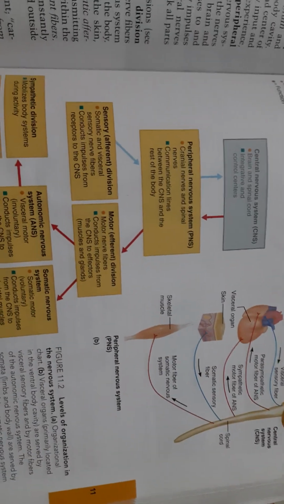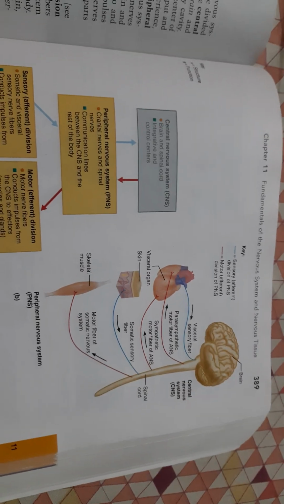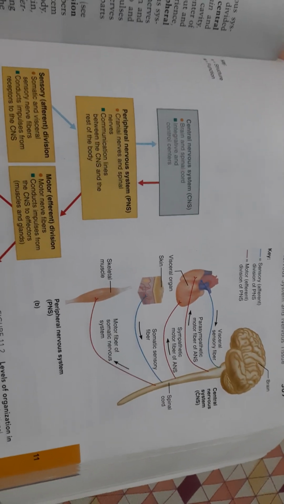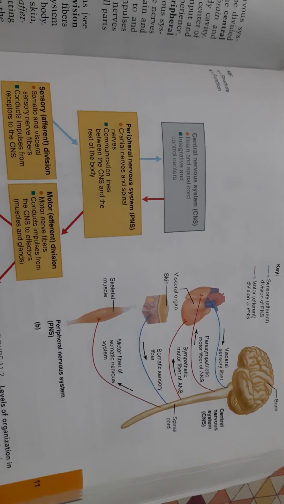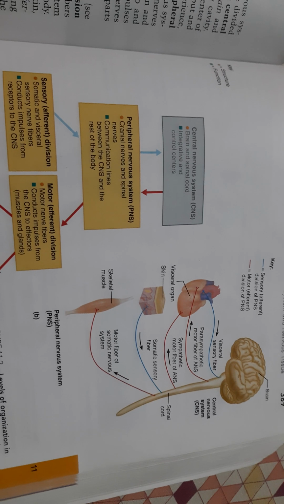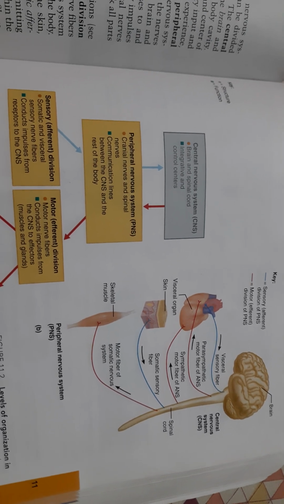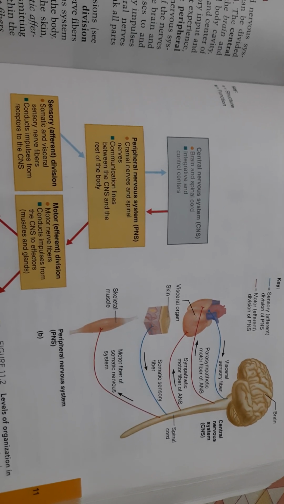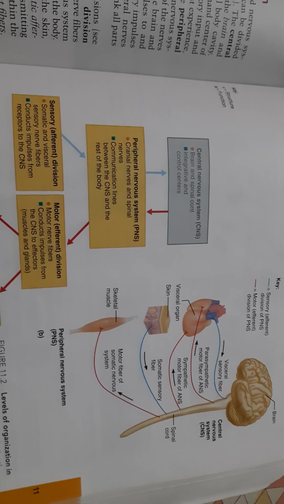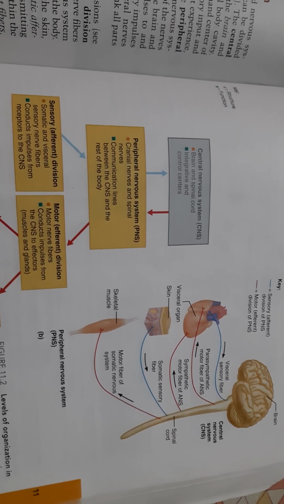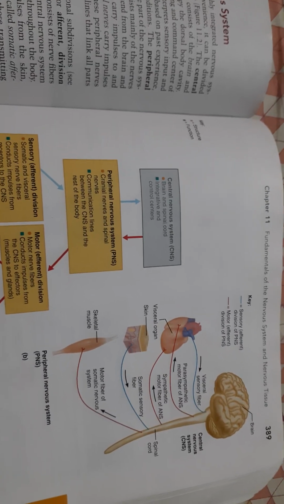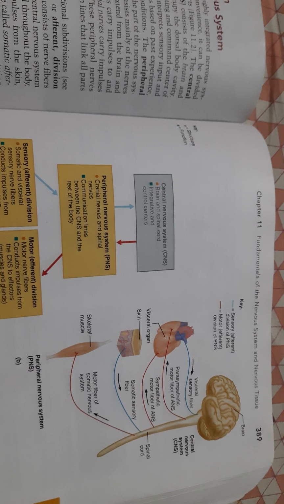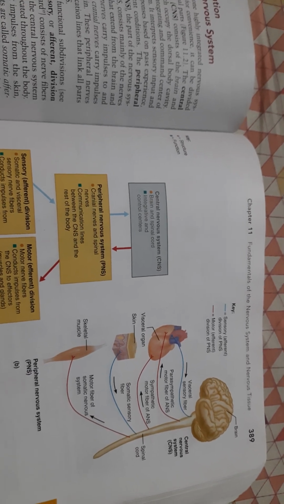And the nervous system can be divided. We all have one nervous system, but for our convenience of studying it, we can divide it into two different groups. First of all, the central nervous system, and secondly the peripheral nervous system. The central nervous system, or CNS, consists of the brain and the spinal cord. Its work is to process the information that is received.